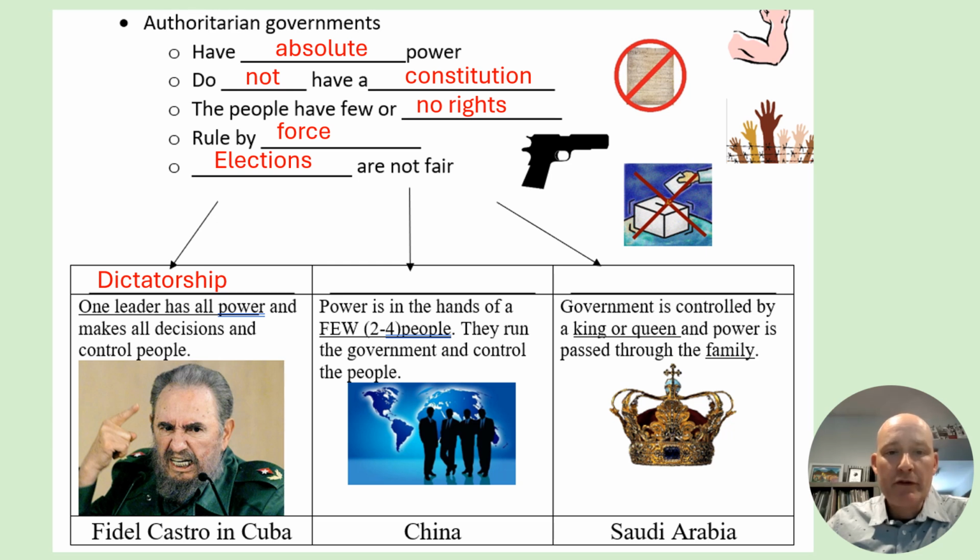Another type of authoritarian government is an oligarchy. That's when just a few people, maybe 2 to 4 people, maybe a little more, run and control everything. China is usually cited as an oligarchy. And what we see in different ways is a monarchy. It's a government that usually has a king or a queen, and the power is passed through the family. Saudi Arabia is an example of this.